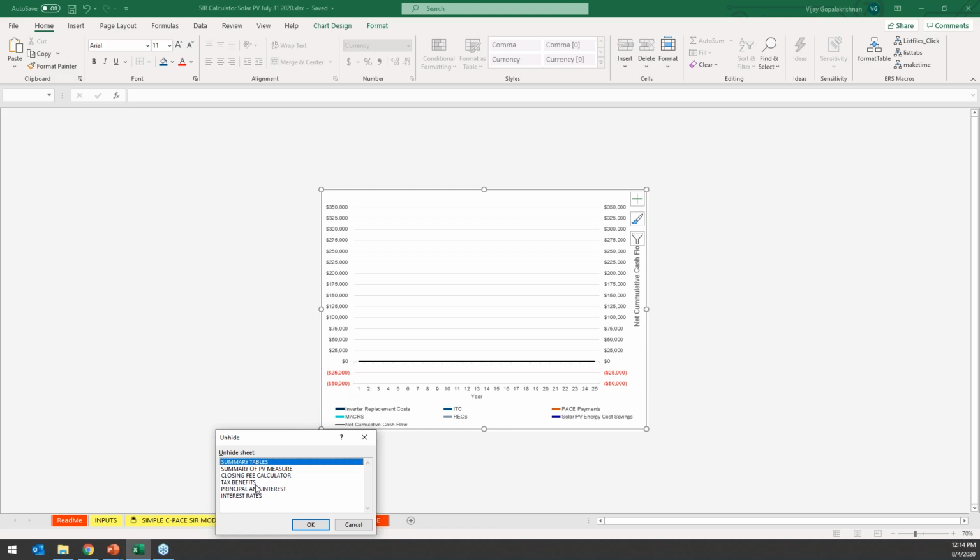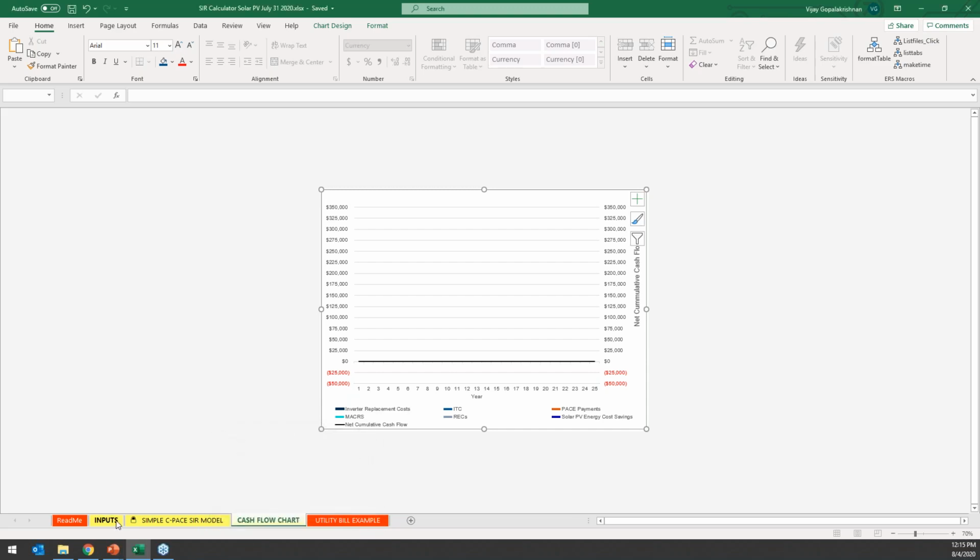The tax benefits calculate the income tax credits and the MACRS depreciation. The principal and interest tab shows you what the cash outflows are, or the cost of the loan essentially, over the life of the loan or over the term. And then finally, the interest rates tab is just a list of, for every term that you select, what the corresponding interest rate is. So all of this can be unhidden and you can take a deeper dive into that.